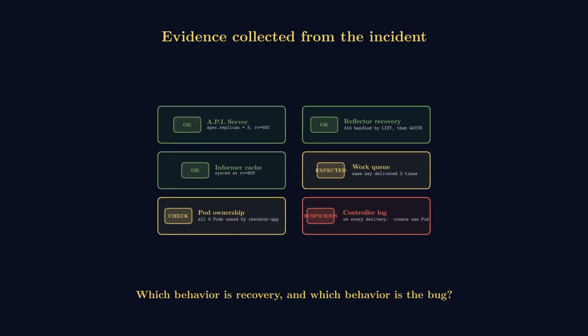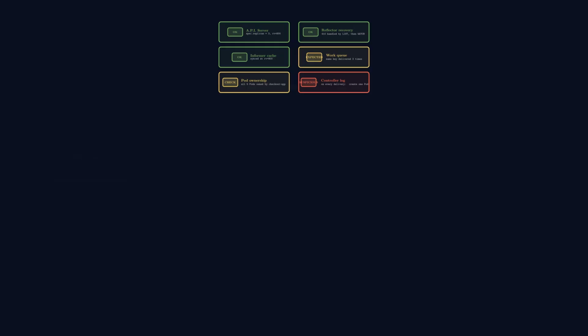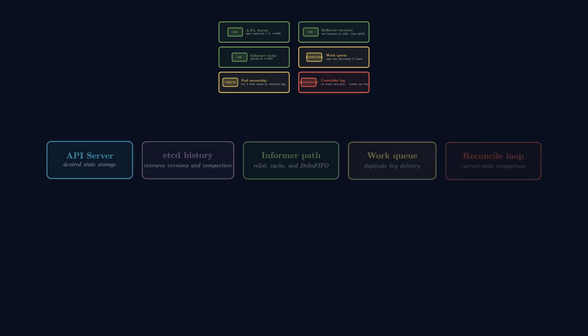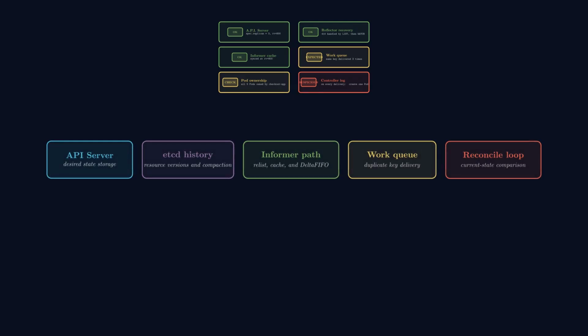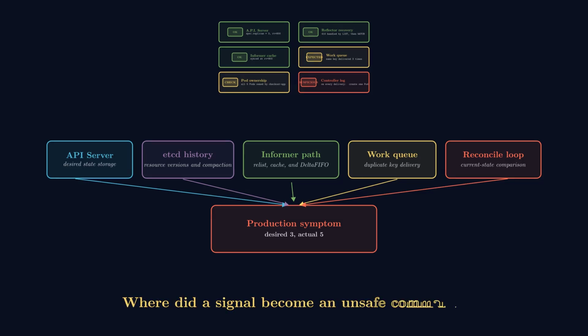Now we have to identify the real cause of the problem. Was it the API server, the missing old history in etcd, the reflector rebuilding the cache, the shared informer, Delta FIFO, the repeated key in the work queue, or the controller itself? To solve it, follow the complete flow we have learned across these episodes. Look for the point where the system stopped checking the latest state and instead treated every repeated signal as a new instruction to create a pod.